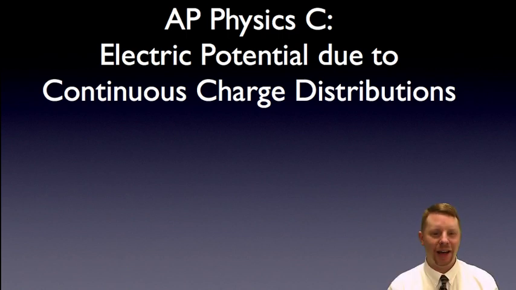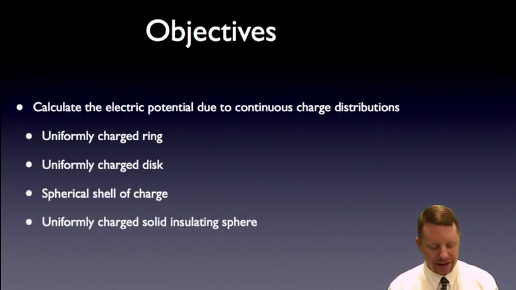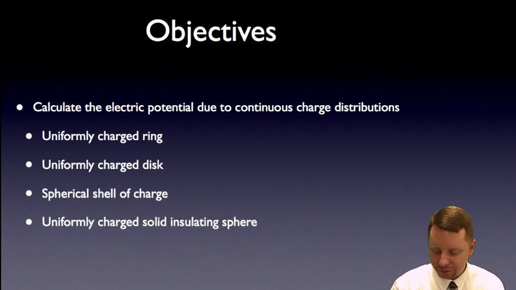Hi everyone, I'm Dan Fullerton, and today I want to talk to you about the electric potential due to continuous charge distributions. Our objectives are going to be to calculate the electric potential due to the following continuous charge distributions: a uniformly charged ring, a uniformly charged disk, a spherical shell of charge, and finally a uniformly charged solid insulating sphere. So let's dive right in.